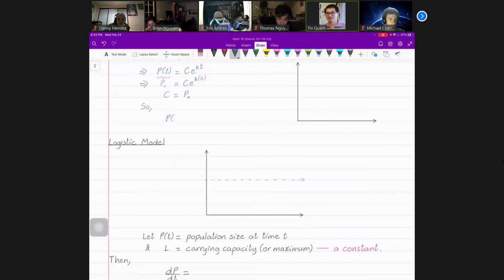So p of t is equal to p naught e to the kt. That is the population function for you. Once you have the function, you can find out what the population is at a certain time, provided that you know k. Now, k, what is k? We know k is a constant, but does it have a name?